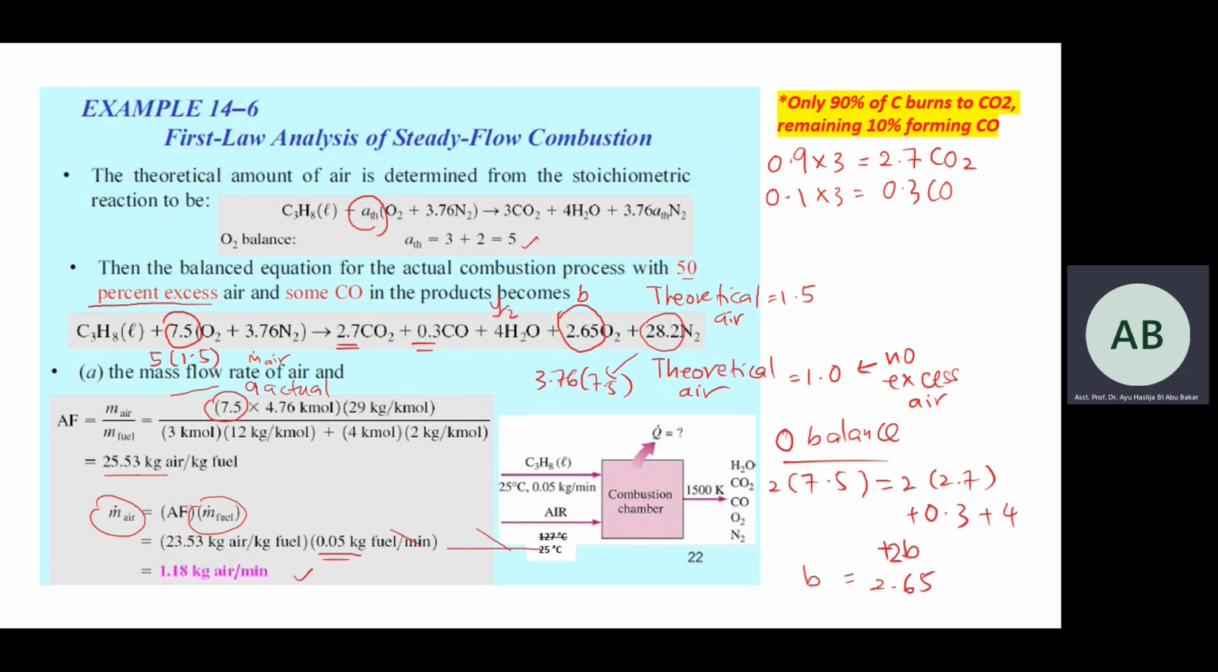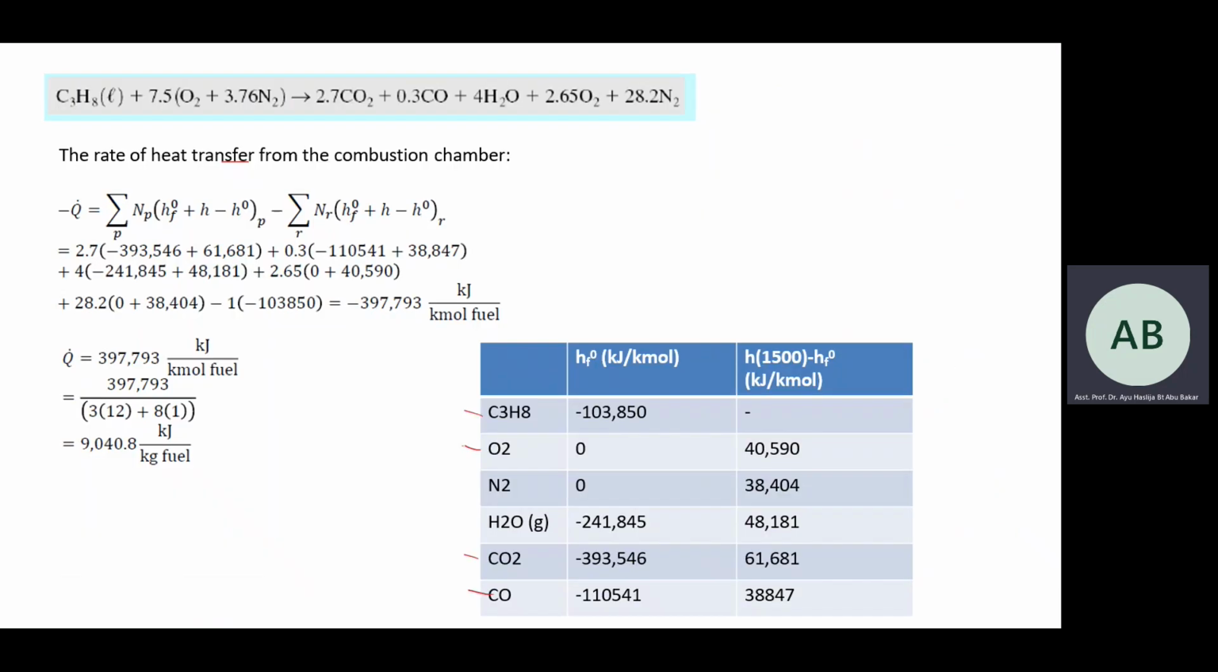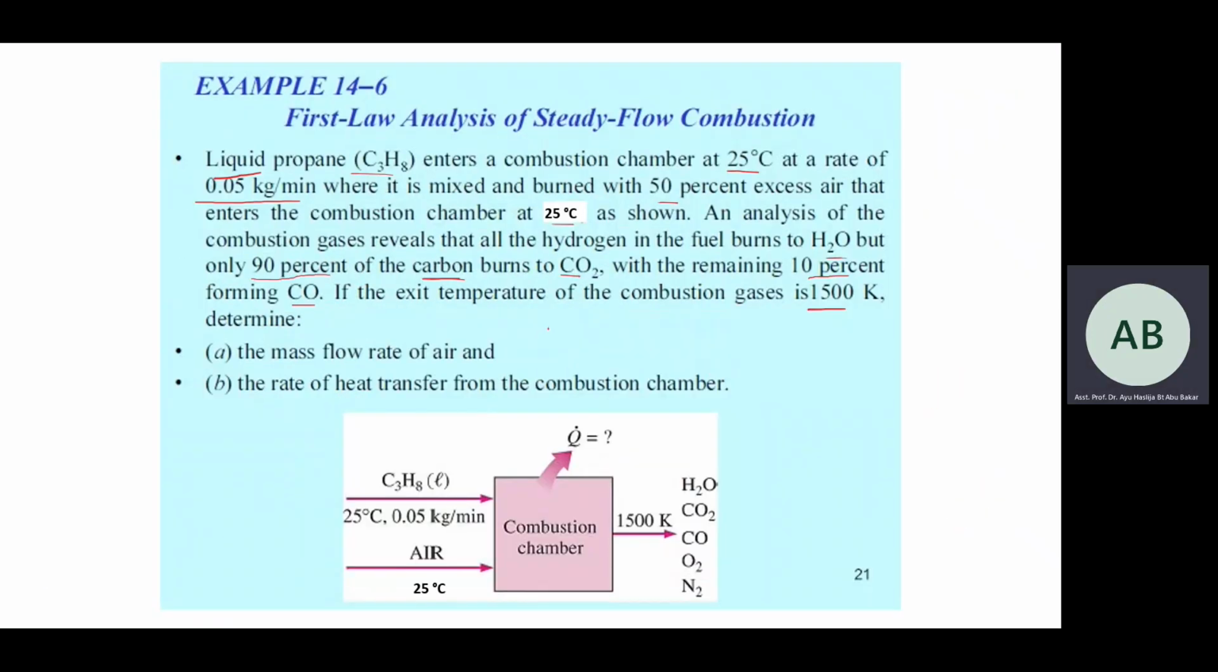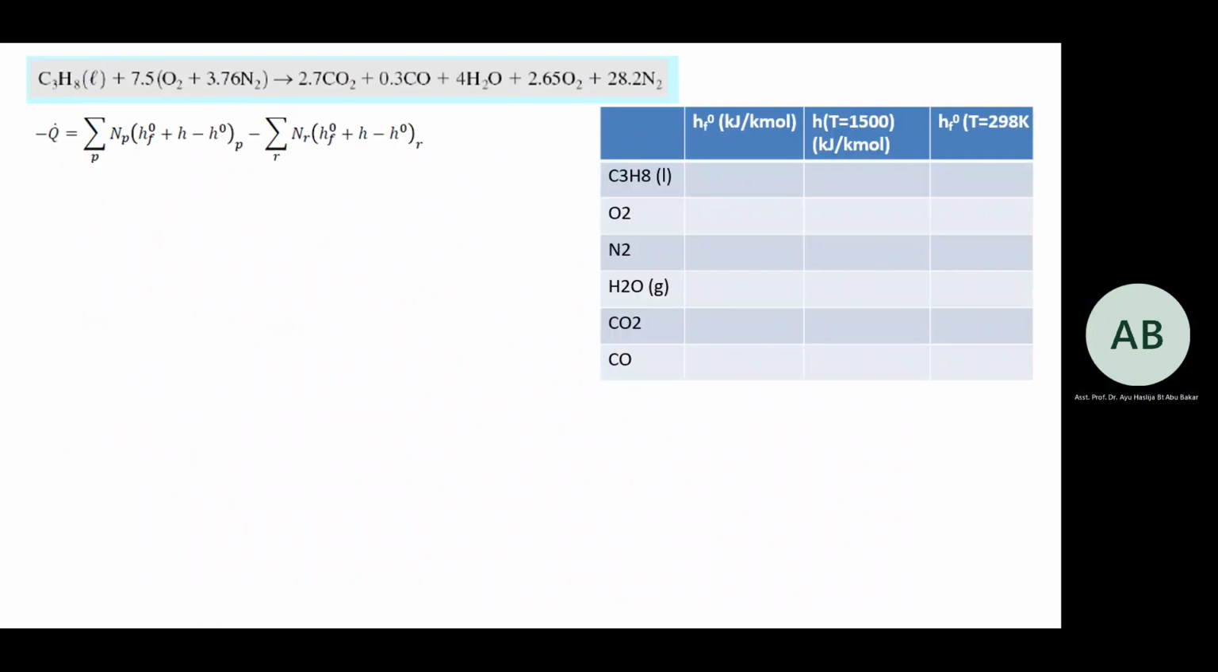Any question from previous class? I hope it's clear. Now we move to B, which you are required to calculate. What is B? The rate of heat transfer from the combustion chamber, the Q. We know Q is product minus reactant.